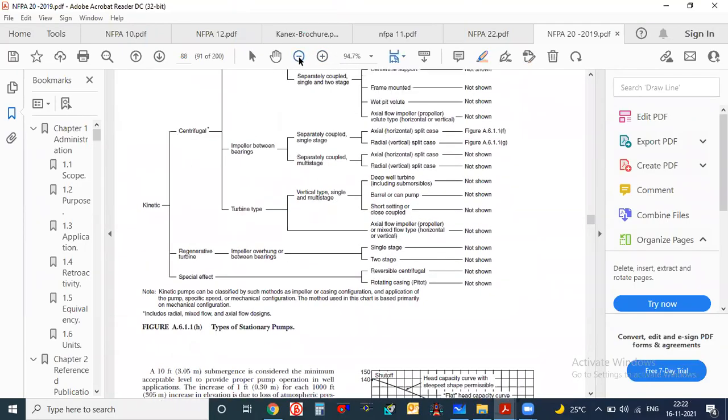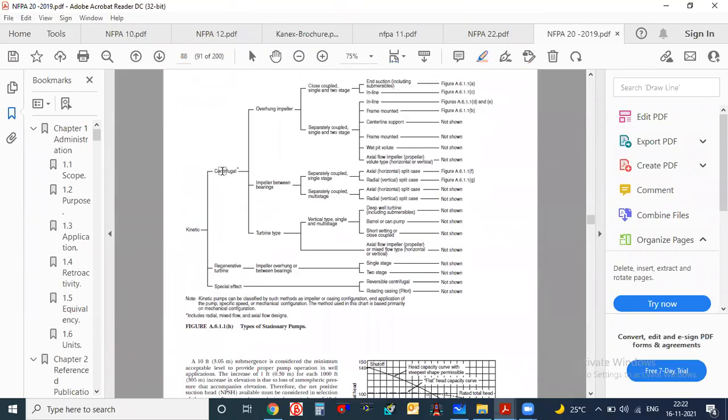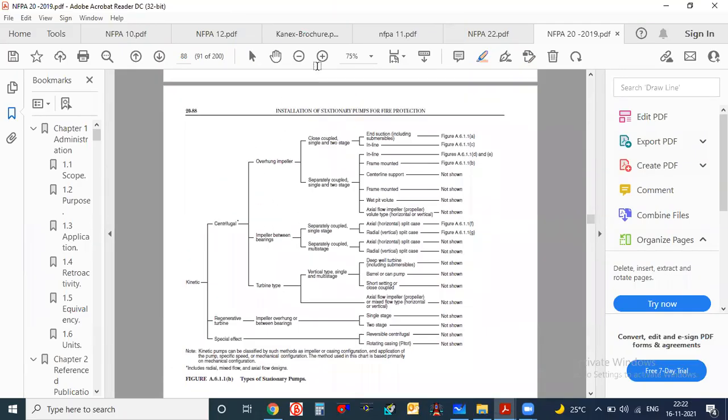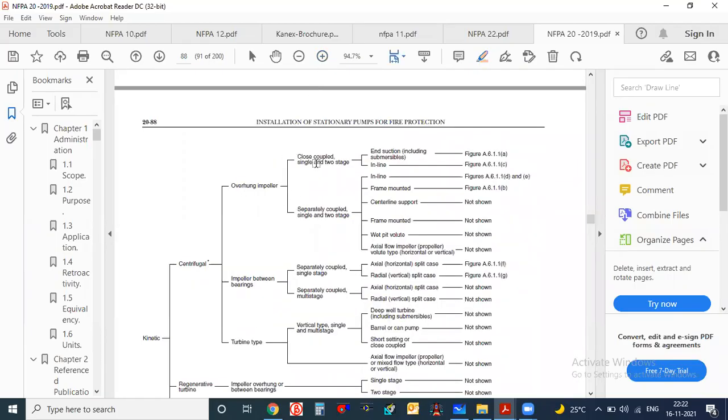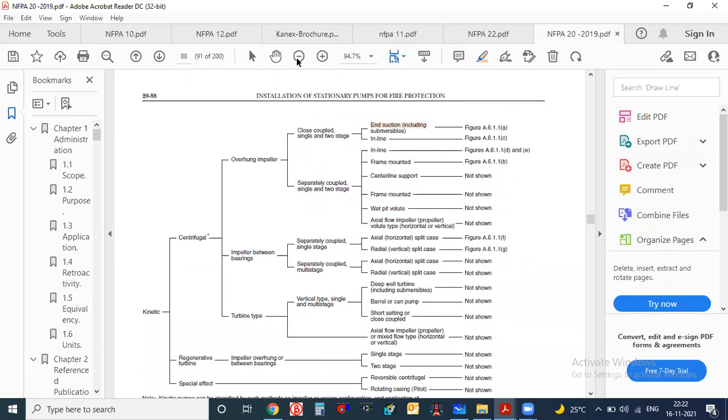Here it talks about the different types of pumps, like the centrifugal pump. In centrifugal, again, there are three classifications. One is the turbine type impeller, and one is the overhung impeller. In this you can see there are two types, and again in this there are two types, end suction and inline. In this particular one, there are so many types. Normally we go with these end suction pumps, and so many classifications are given here.